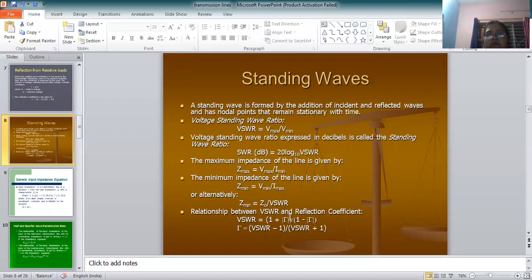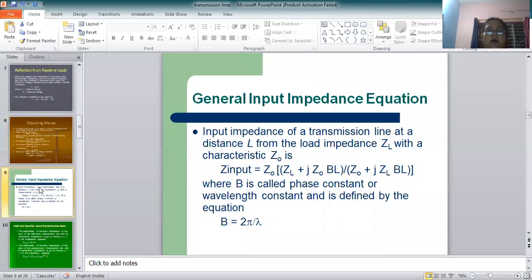The relation between VSWR and reflection coefficient is given by the following formula. Now the general input impedance equation, where the input impedance of a transmission line at a distance from the load impedance ZL with a characteristic impedance Z0 is given by this equation, where B is called the phase constant or wavelength constant, and it is defined by this equation.